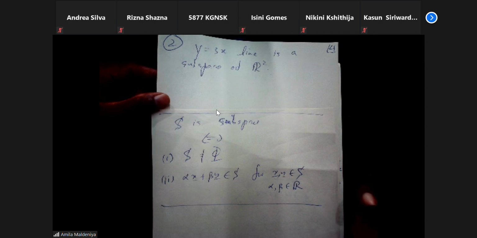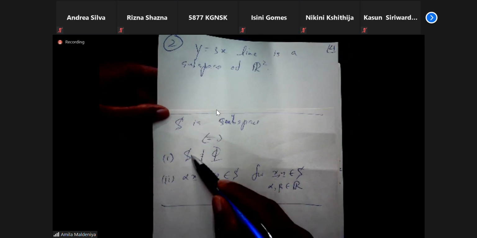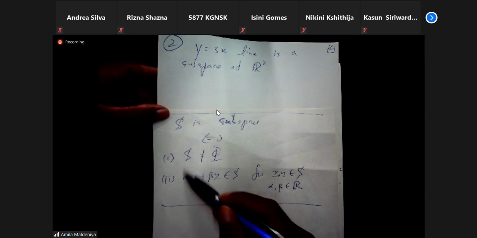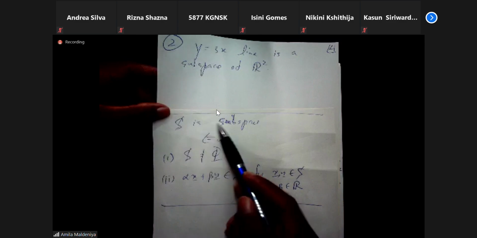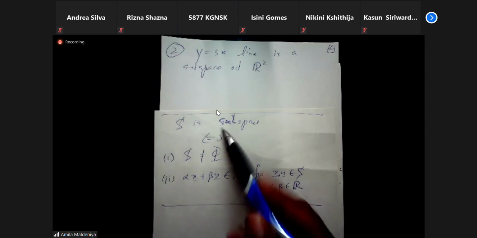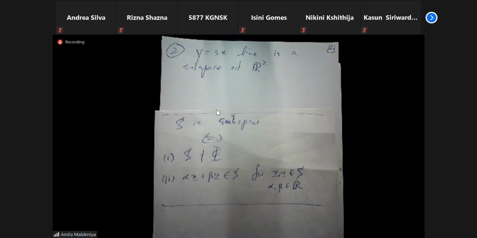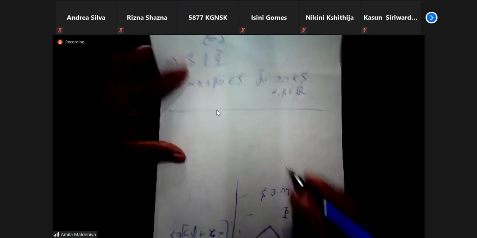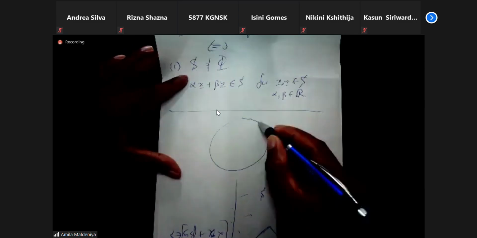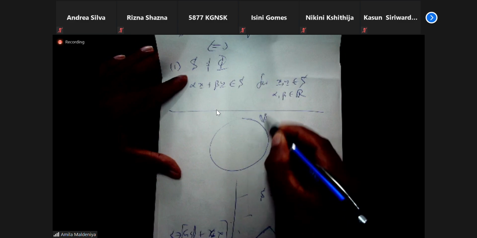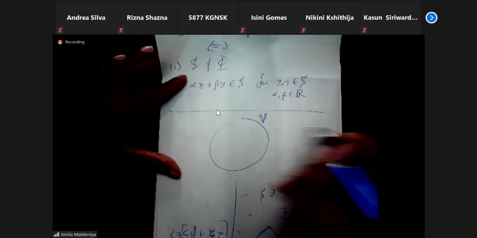It's very time-wasting to go through all the 10 axioms. There's a shortcut. That theorem says you just prove these two things. If you could prove these two things, then we can say S is a subspace. Now remember, this is two things only for the subspace. If you have a set V and want to prove it is a vector space, you have to prove the 10 axioms. Now this is S.